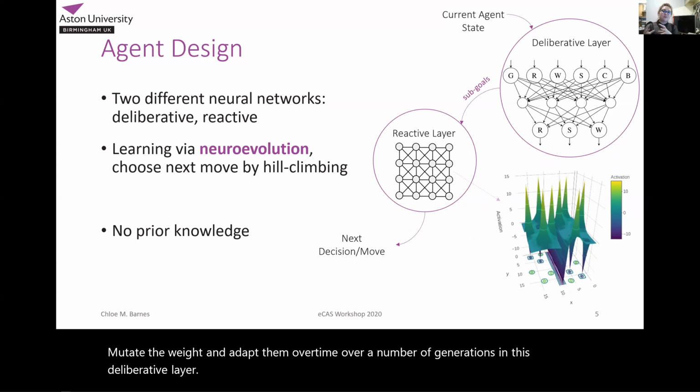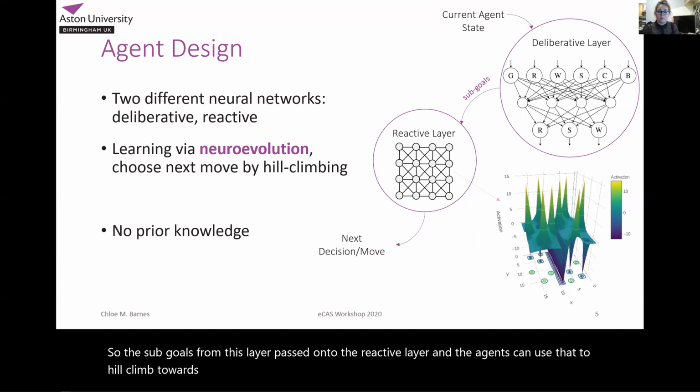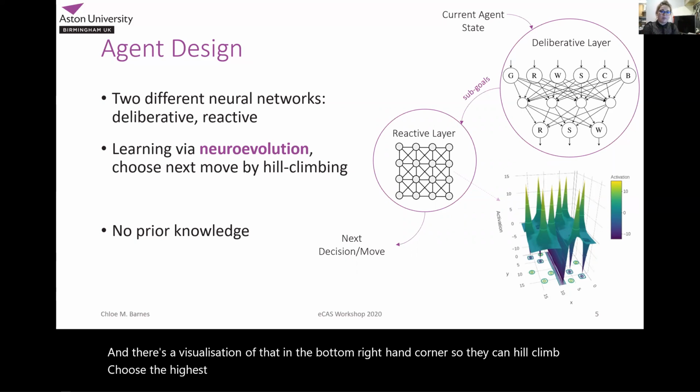So the sub-goals from this layer are passed on to the reactive layer, and the agents can use that to hill climb towards certain objects in the environment that they want to be attracted towards. And there's a visualization of that in the bottom right-hand corner. So they can hill climb, choose the highest value until they reach the peak, which is their sub-goal. And the agents also have no prior knowledge of the task or the environment as well.